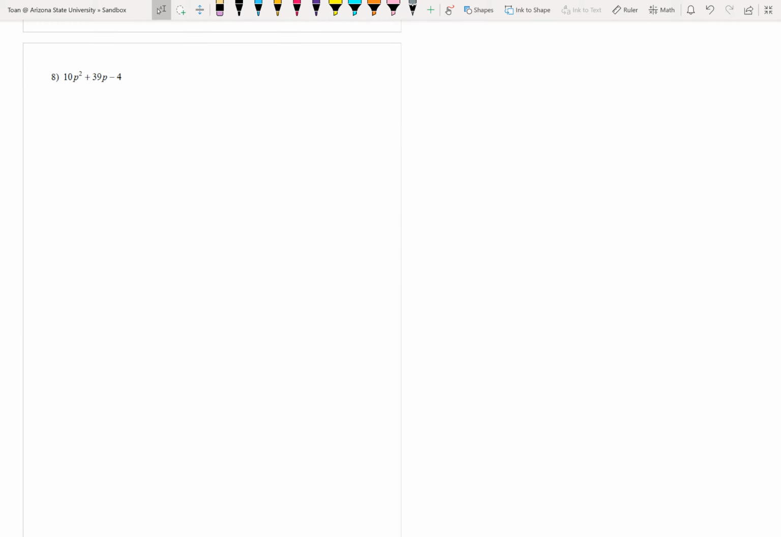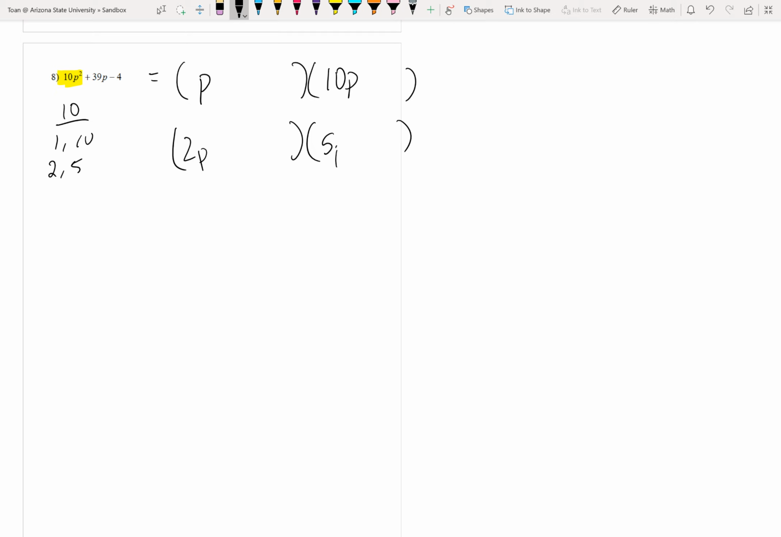Number 8, more practice of the same thing. The only difference is now the first positions here. Notice it's a 10p squared, so we have a lot of different options. Because if we break down pairwise factor 10, we get 1 and 10, 2 and 5. Those are both possibilities, and I don't know which one is the correct one. It could be 1p and 10p, or it can be 2p and 5p. You have to go through the process and check both of them.